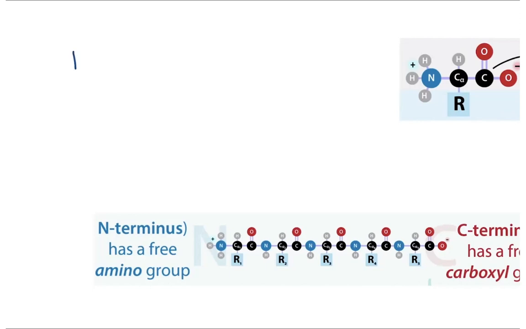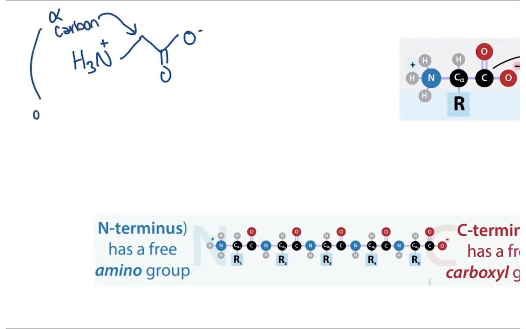So if we were to draw out an amino acid, we have our H3N plus, then we're going to have our alpha carbon, then we're going to have our carbonyl carbon as part of that carboxylic acid. So this right here is what we call the alpha carbon. And this is going to be our chiral center.